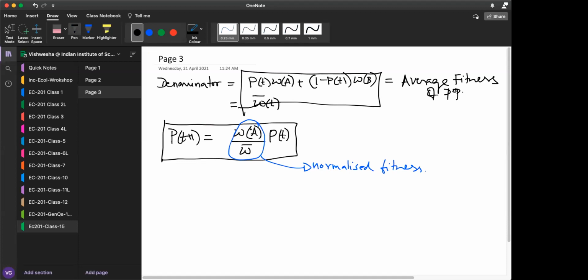What this means is that if omega a is more than the average, what happens? P will increase, right? Maybe you're right, you can call this relative fitness, although I was preferring to call another quantity relative fitness. We can discuss that. So what this basically means is that if omega a is greater than the average fitness of the population, then P of A increases.